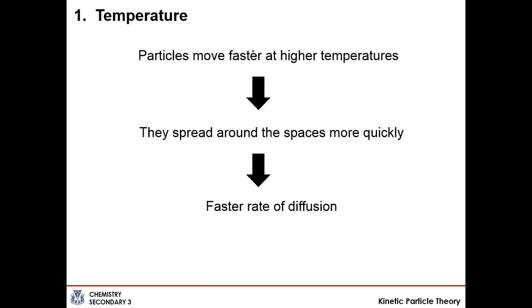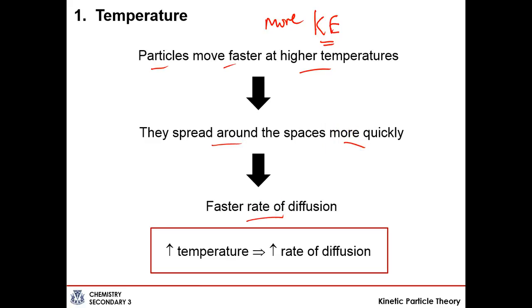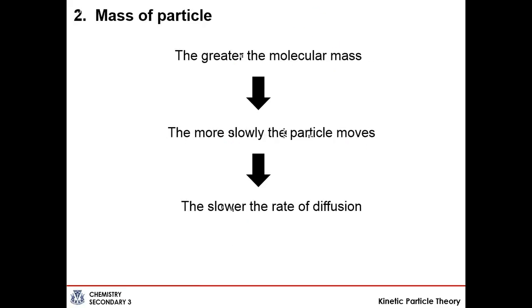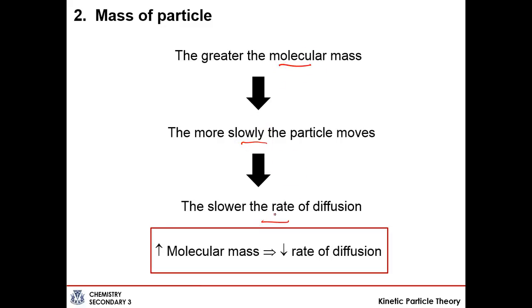Right? So let's go through them in detail. So particles move faster at higher temperatures. Why? Because there's more kinetic energy. So as a result, they spread around more quickly, which means that the rate of diffusion is faster. Okay. So to summarize, increased temperature, increased rate of diffusion. The mass, the heavier it is, the more slowly it moves, the slower the rate of diffusion. Okay, this is inversely proportional.